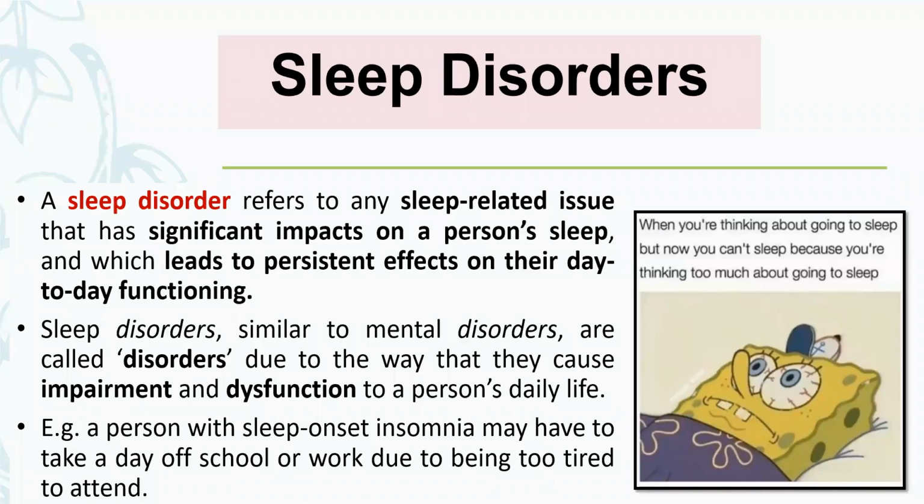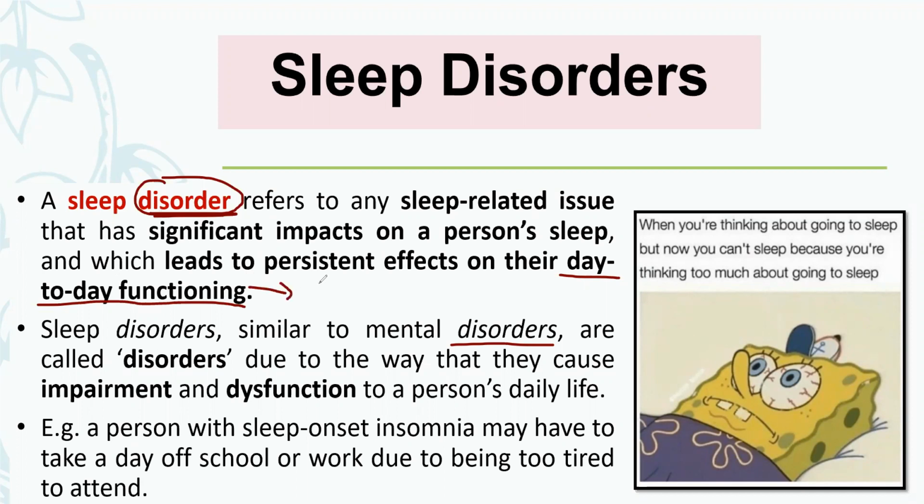Before we look at the specific types of sleep disorders, it's important for us to know what a sleep disorder is. A sleep disorder is basically any sleep-related issue. We call it a disorder because, similar to a mental disorder, which we went through last year and will go through in the next outcome, a sleep disorder causes significant effects on a person's functioning or day-to-day life. It causes impairment and dysfunction. That's why a sleep disorder is different from a temporary sleep issue, because it's more ongoing, and it also affects that person's day-to-day functioning.